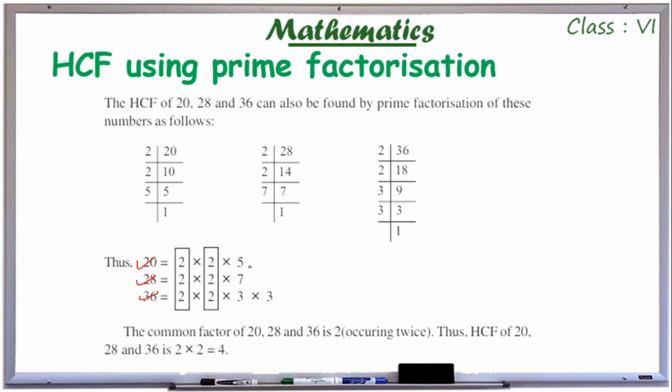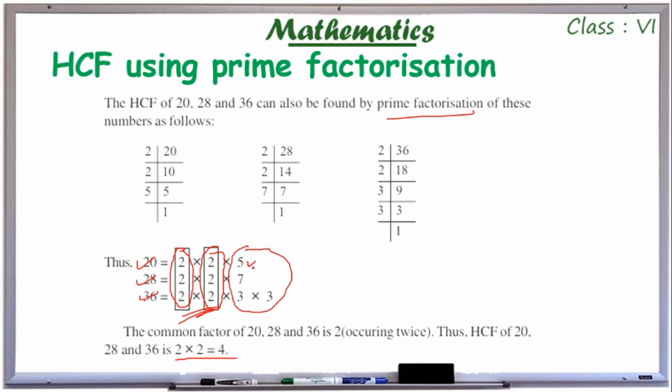Then we have to mark the common elements. Here 2 is common. Also another 2 is common. So 2 into 2 is common. So I can write the common factor as 2 into 2 is equal to 4. So the common factors we found through prime factorization. This is the technique you have to use. Since 2 is occurring twice, you have to write 2 into 2, because only 2 is common here, no other elements are common.